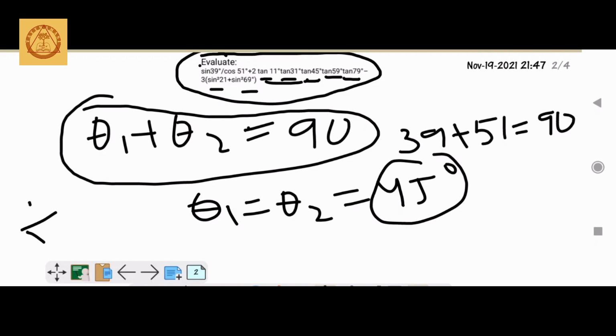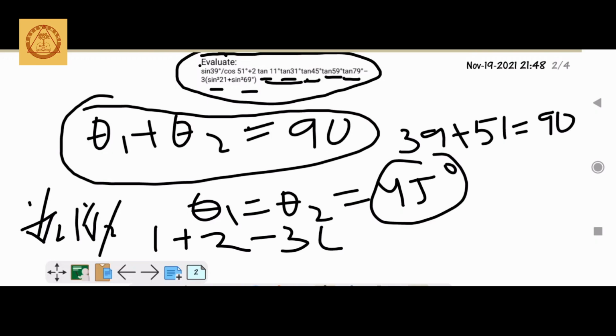From here also we can put it directly: sine 45 is 1 by root 2 divided by 1 by root 2, so it cancels to 1. Then 2 into tan 45, where tan 45 is 1, gives 2. Then minus 3 into 1 by root 2 square, that is 1 by 2 plus 1 by 2, which becomes 1. Then 1 plus 2 minus 3 is equal to 0. So within seconds we can get the answer.